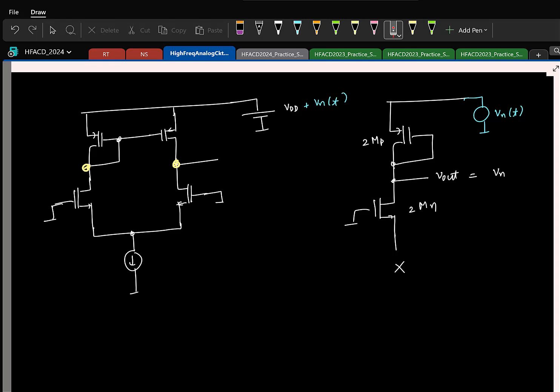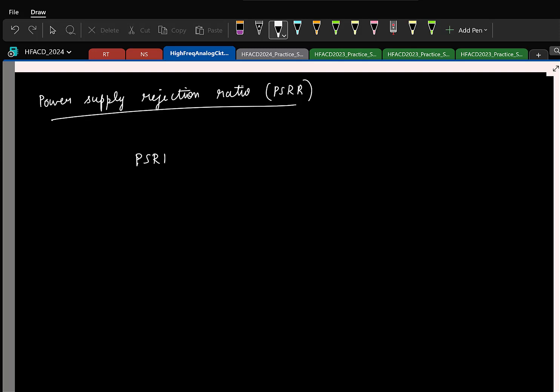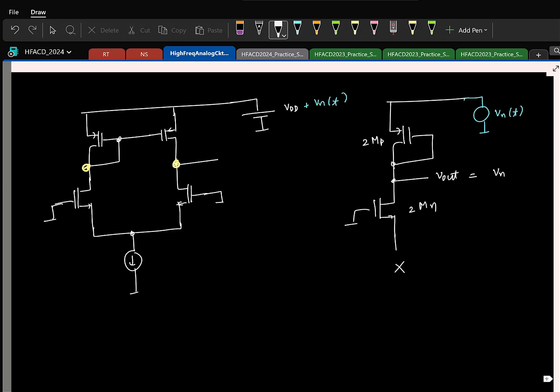Right? Is this good or bad? Bad, right? And there is a term to quantify this behavior, and that is called the power supply rejection ratio, or PSRR. So the definition is this: it is the ratio of the gain you want from your circuit, that is the gain you want from your desired input to the output, to the gain you have from the power supply to the output.